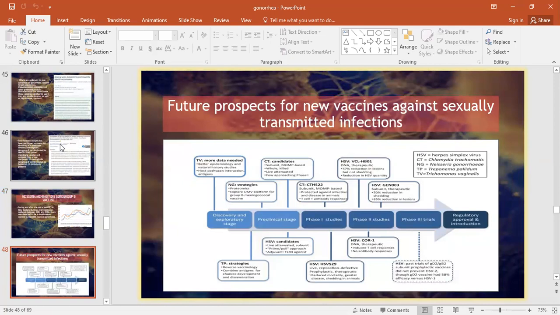There is future prospect of new vaccines against STIs, in which Neisseria gonorrhoeae strategies, including proteomics, explore the OMV platform for the group B meningococcal vaccination, which is in the preclinical stage.